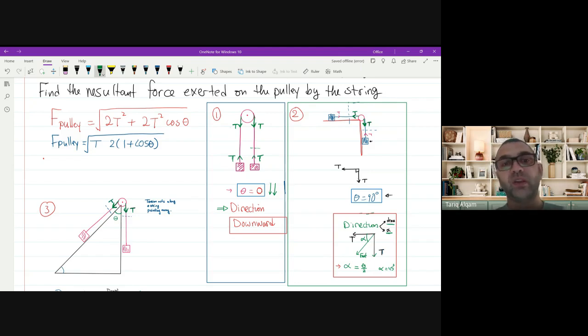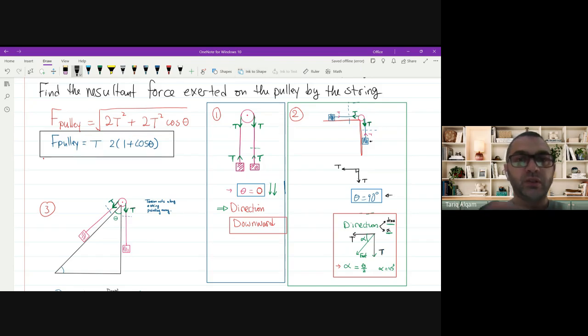How will we calculate this force? I will show you something that can be used. It's a reduced formula that can be used to find the resultant force on a pulley. This is the formula: the resultant force on the pulley equals the value of the tension, T, times root 2 times 1 plus cosine theta, where T is the tension and theta is the angle between the two tensions.